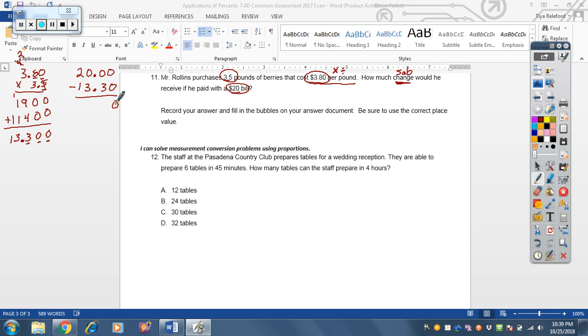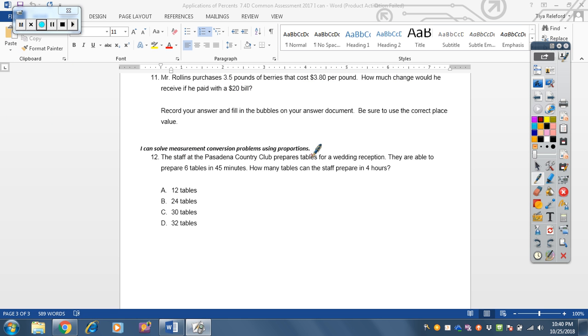0 minus 0, 0 minus 3, I can't do, so I have to borrow. This turns into 9. 10 minus 3 is 7. 9 minus 3 is 6. And 1 minus 1 is nothing. This is your answer. It's positive because that's how much money Mr. Rollins is getting back. No points if I don't see big fat zeros. Gotta see them.